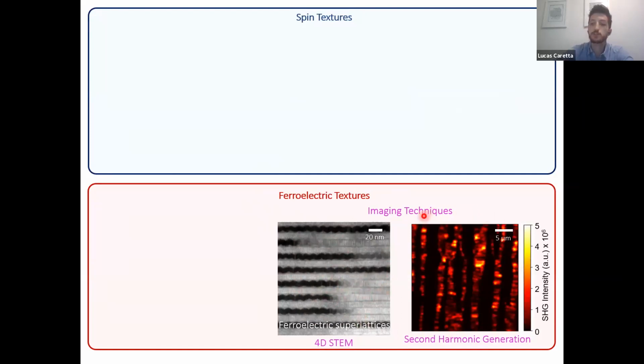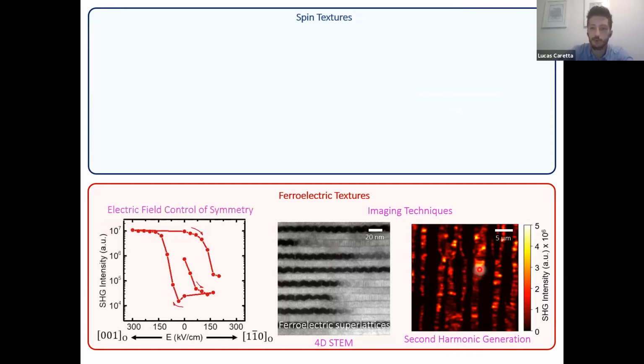We can also use in operando and in situ mesoscopic imaging techniques to actually probe these different phases, the different symmetries of these phases, using things like second harmonic generation. And we can even manipulate back and forth between these different phases using external stimuli, thereby changing materials' properties and symmetries by orders of magnitude. But really, today's talk is focused on spins.